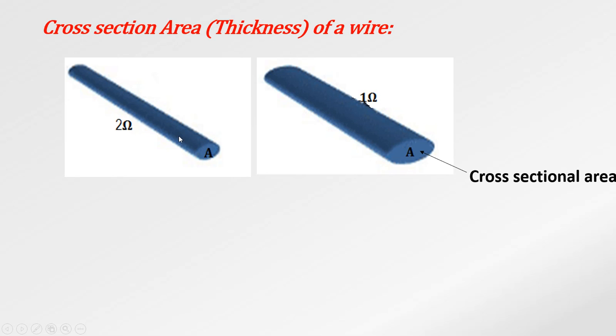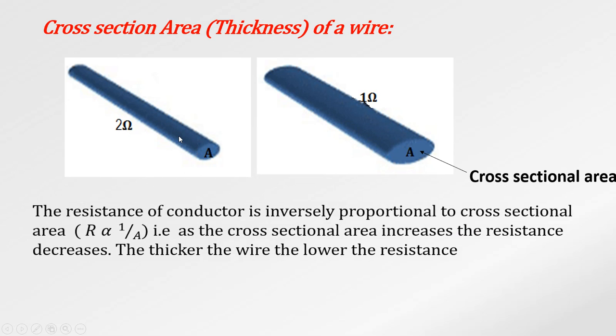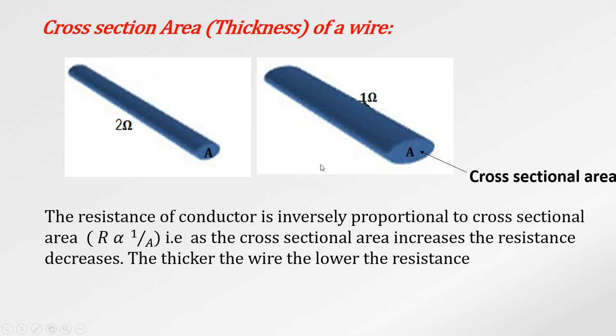The resistance. So from here we get the statement that the resistance of the conductor is inversely proportional to the cross-sectional area. As the cross-sectional area increases, the resistance decreases. The thicker the wire, the lower the what? The thickness is this cross-sectional area here. So the thicker it is, the lower the resistance. The relationship there is inversely proportional.